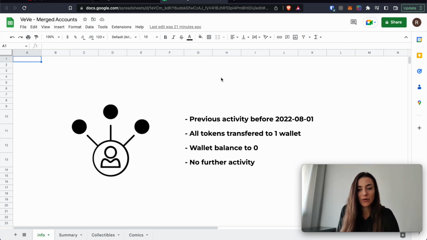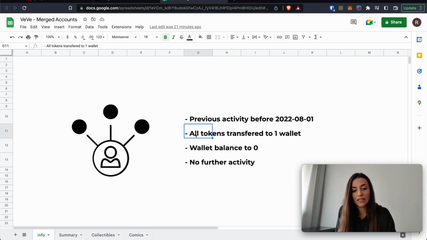So I had to come up with more restrictions that would tell me, okay, this is actually an account merge happening. Another quite straightforward rule was that the previous activity from the wallet that transfers the collectible out had to be before August 2022, because that's when KYC was introduced. After that, that wallet wasn't able to do any transactions.